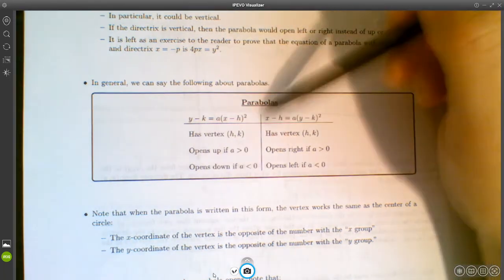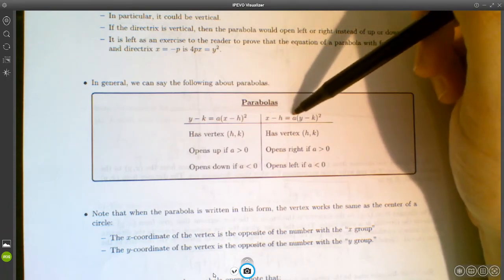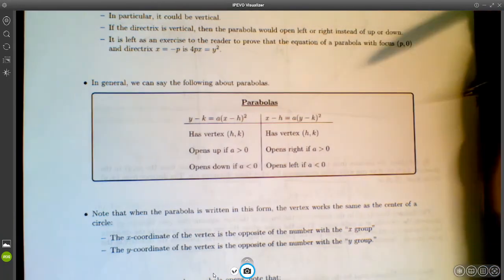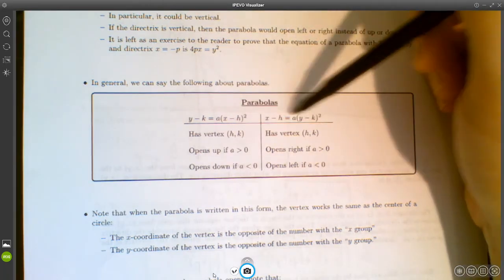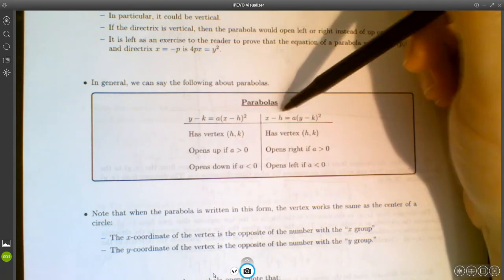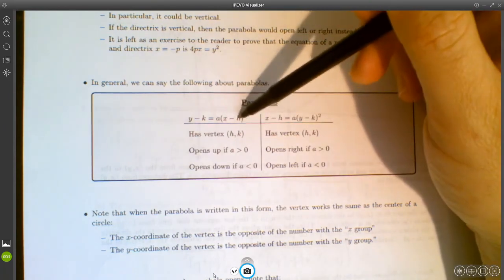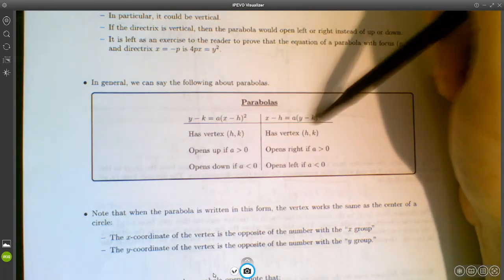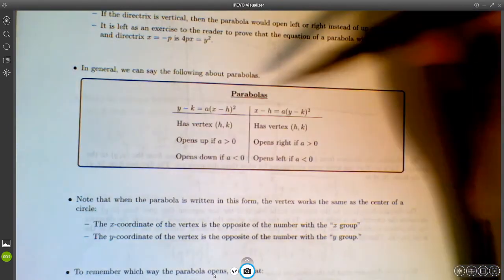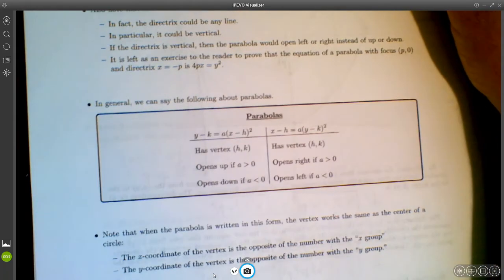If you have something where x leads, then that's going to be a parabola that opens left or right. It opens right if a is positive and left if a is negative. And again, the vertex is (h, k). Notice that h is always the number that's with x. So the x coordinate of your vertex is always the number that's attached to x. The y coordinate of your vertex is always the number that's attached to y. You change the sign of both of them. But that's how that works.